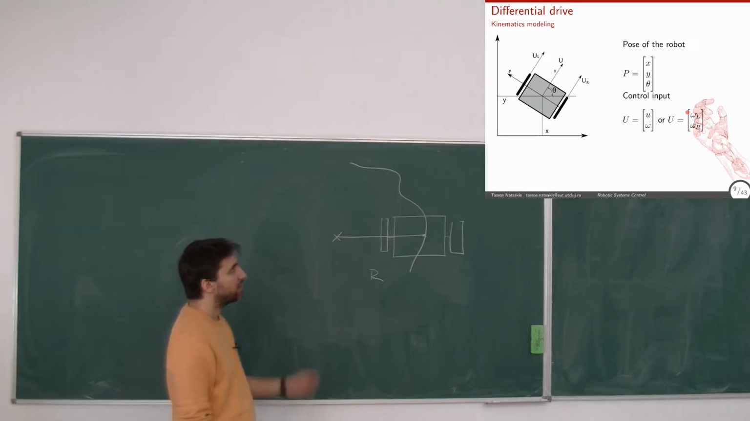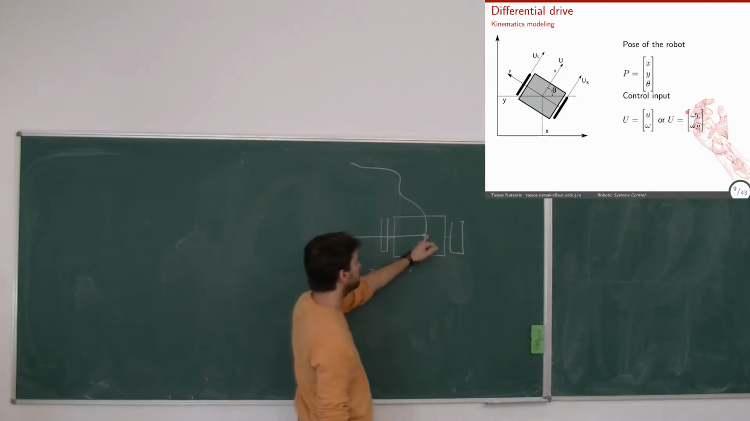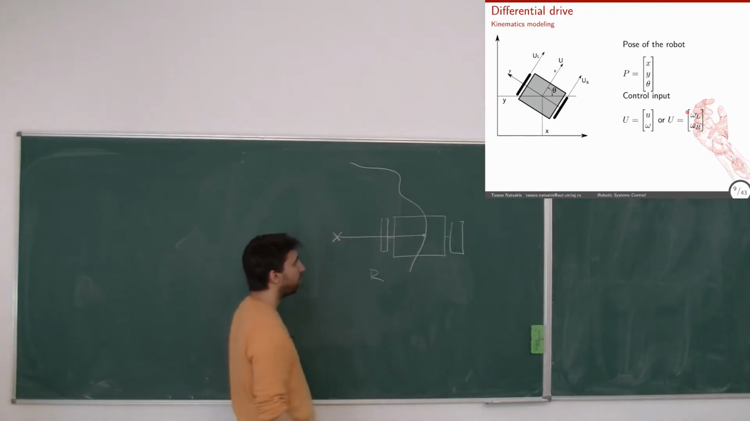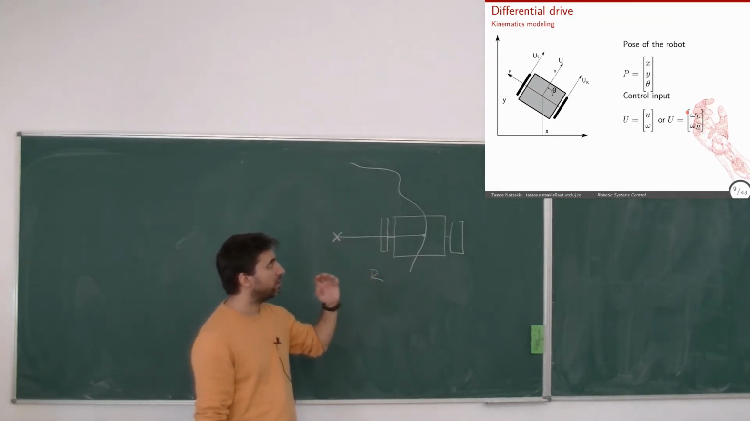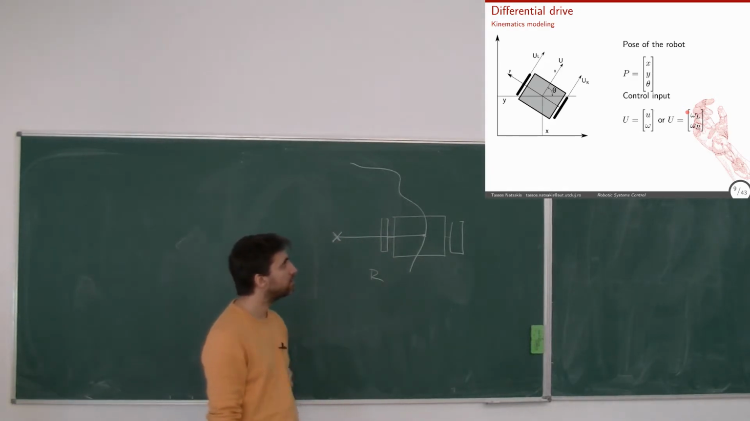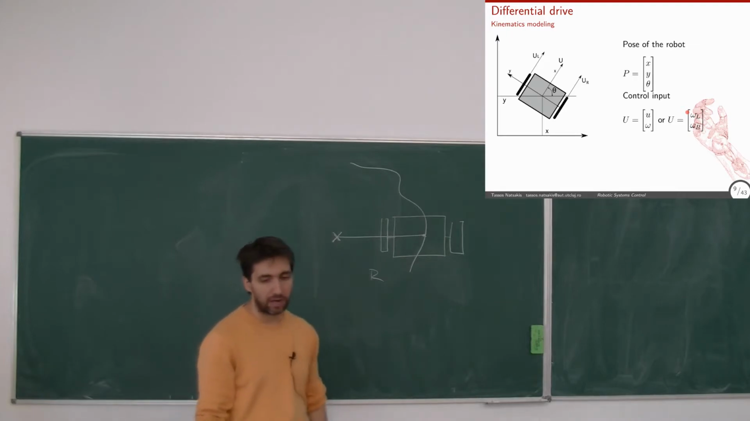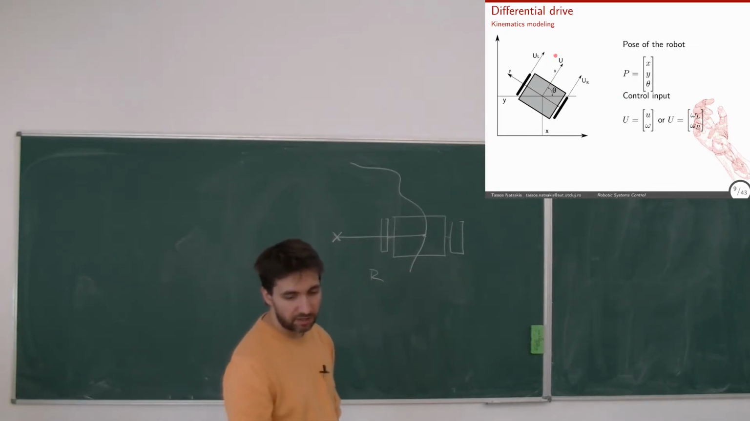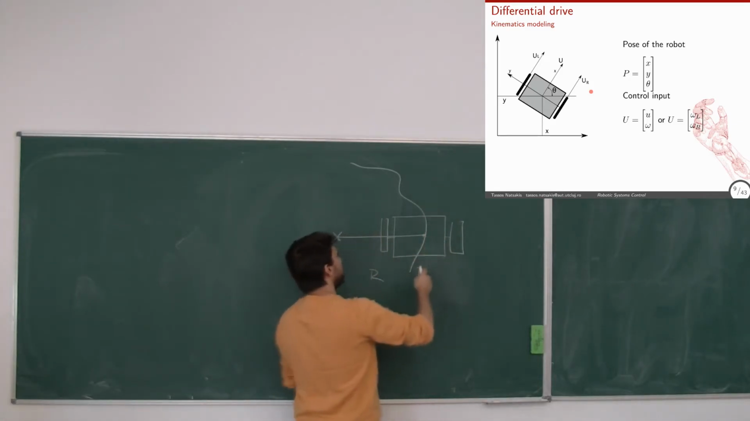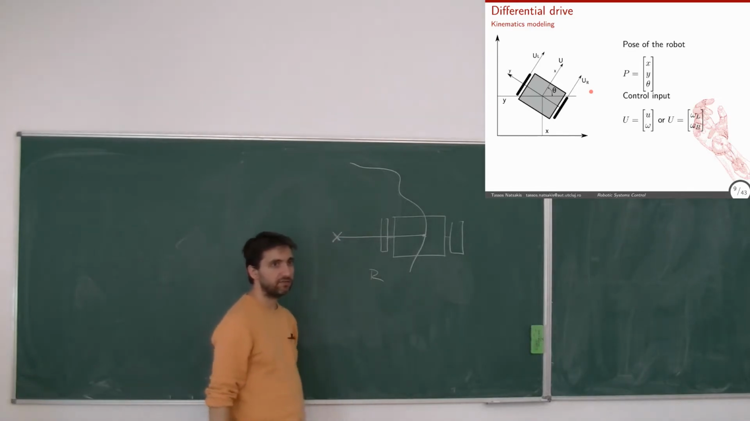Now, what is the constraint of this robot in order to move along this trajectory with this center of rotation? What should happen in the variables that we're controlling? U and omega, or omega left and omega right, or another thing that we can consider as our input is the linear velocity at the left and the linear velocity at the right wheel. What is the condition so that this thing rotates around this point at this instance of time?